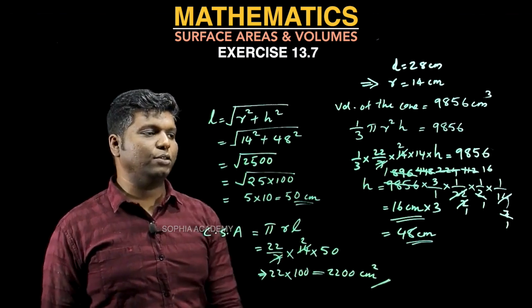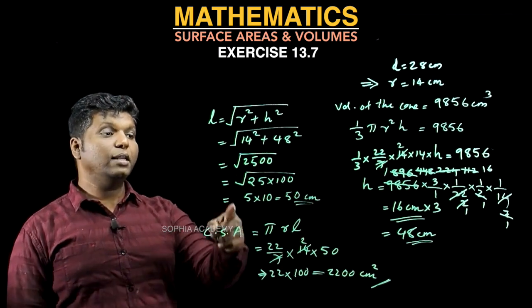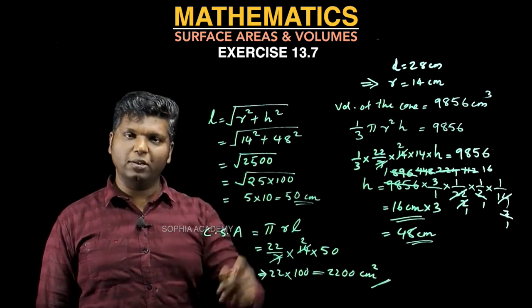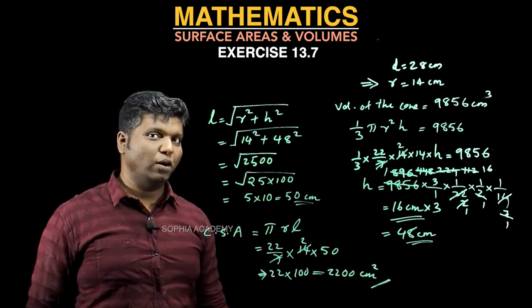So actually these are the three questions. Question number 1, you have to find the height of the cone, you got it as 48 centimeter. Then you have to find the slant height, you got it as 50 centimeter. From both of these things you have to find the CSA, and finally you got the CSA also.